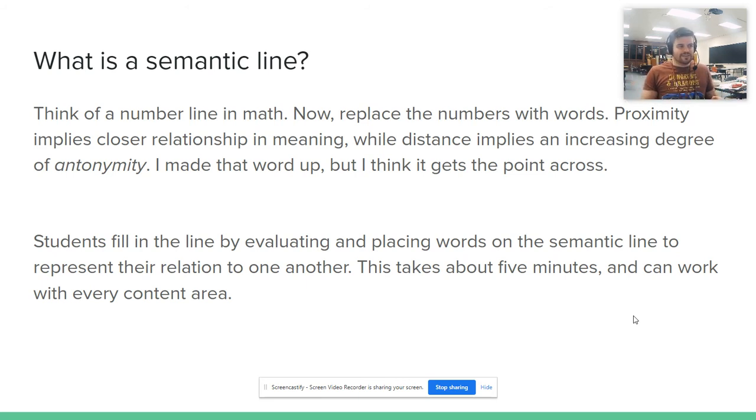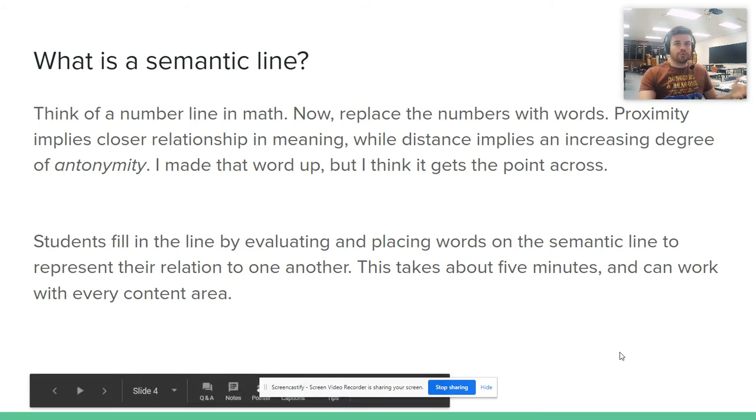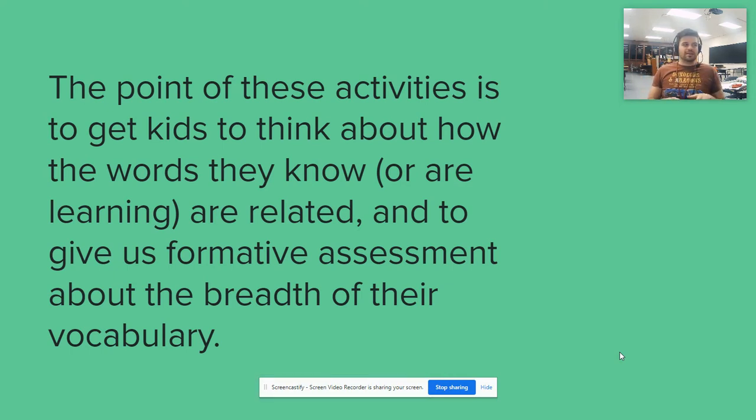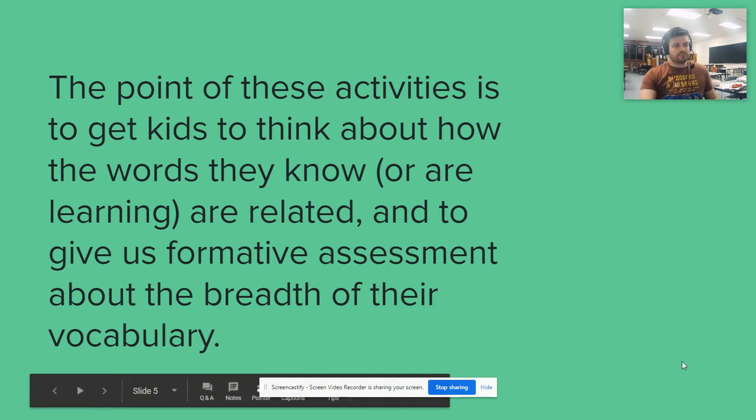Students will fill in this line by evaluating and placing words on the semantic line to represent their relationship to one another. They're ranking the words from one side to the other. I found it takes about 5 minutes, but it can work with every content area, and it can work across multiple domains of language, multiple layers of language. The point of these activities is to get kids to think about how the words that they already know are related, or new vocab words that you're introducing are related, and give us a formative assessment about the breadth of their vocabulary. I would not use this as any kind of summative assessment. I would really only use this as formative, partly because of the subjectivity of defining words.